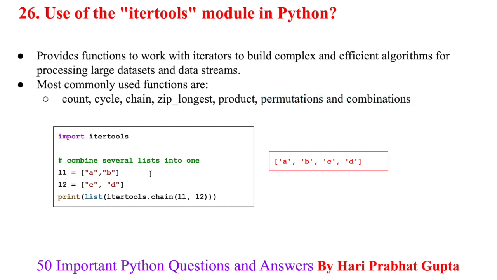So in the given example, the itertools.chain function is used to combine several iterables into one. So L1 and L2 are the iterables, and here we use itertools to combine item 1 and item 2. It takes multiple iterables as arguments and returns a single iterable, and produces the elements of each iterable in order. So the order is maintained here: A, B, C, and D.